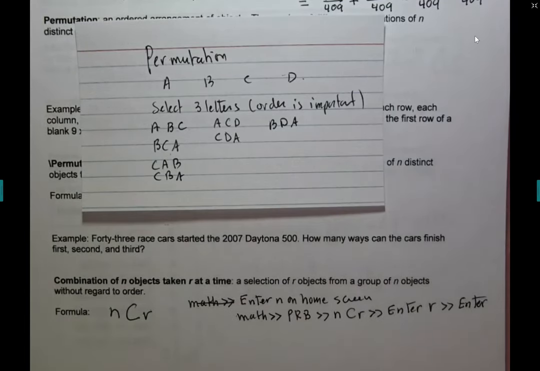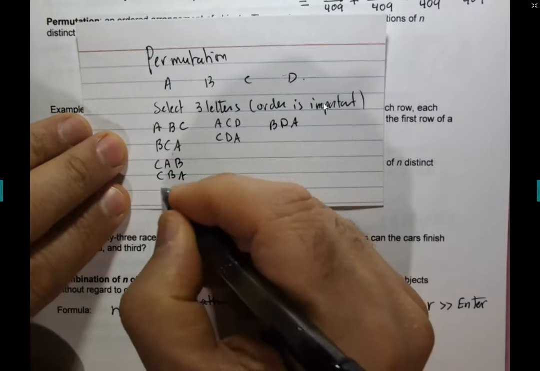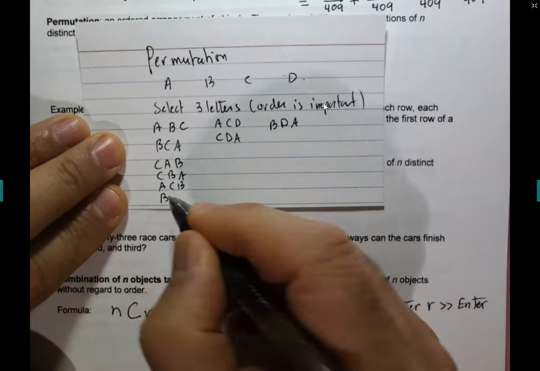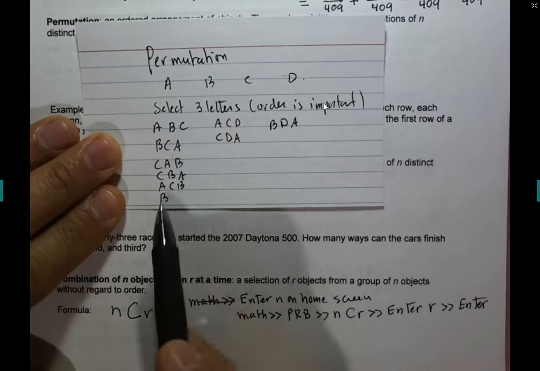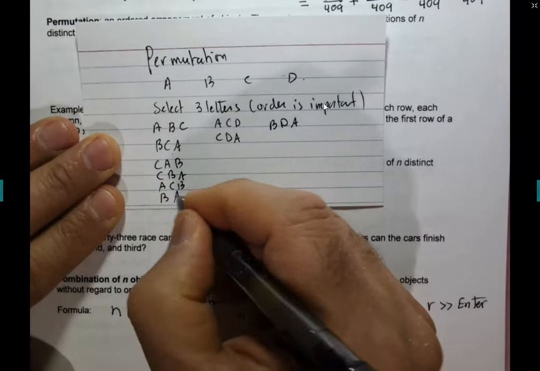Okay, let's see. CAB, okay, we did that. CBA, we did that. ACB. ACB, excellent. One more with B. You did BCA. What else can you do? BAC. Very good. That's six.